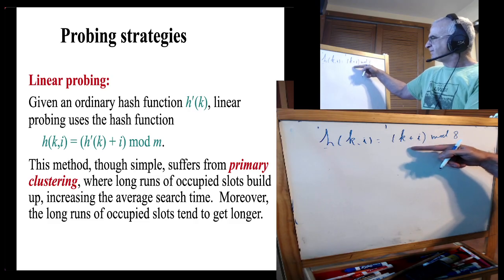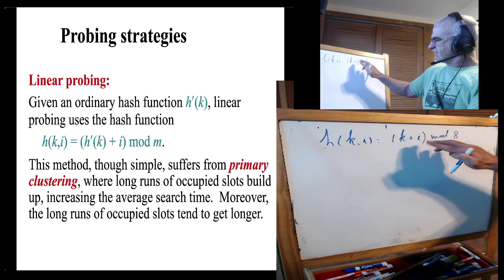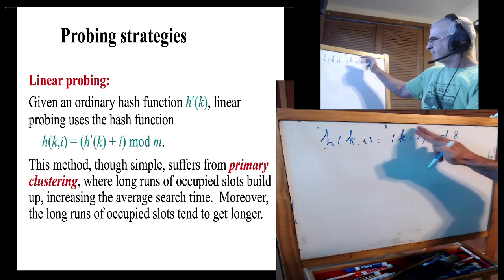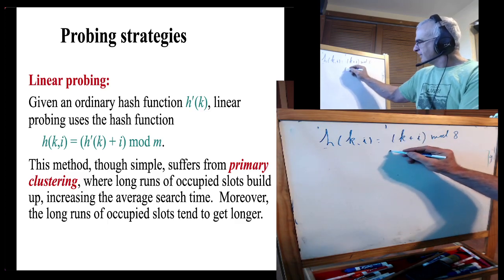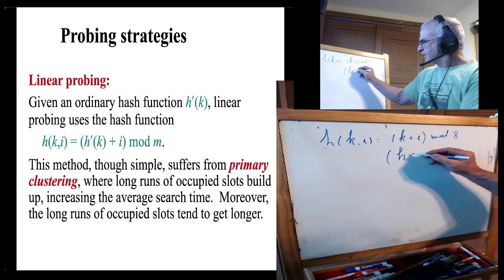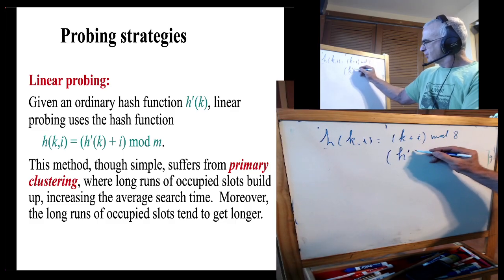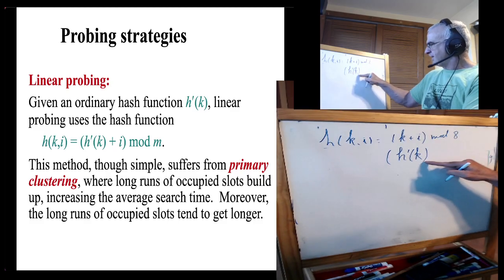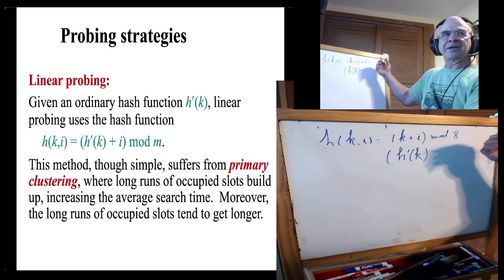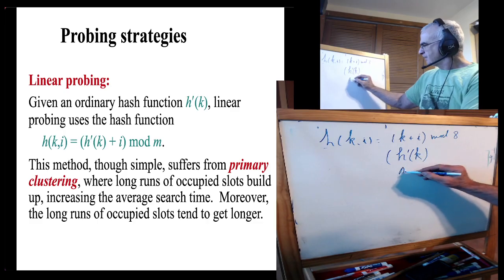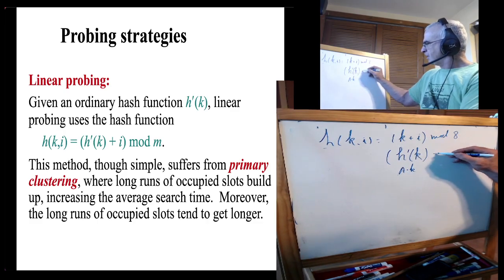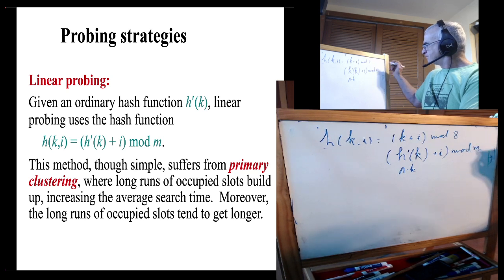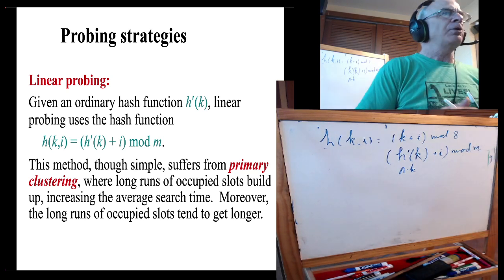It was a bad function even in the case of chain hashing, where there was no i in the game, it was just k modulo m. However, even for this, I'll use some other hash function, h prime of k, no i in the game, for example a multiplication function, a times k, plus i modulo m. What about this function? Good or bad?